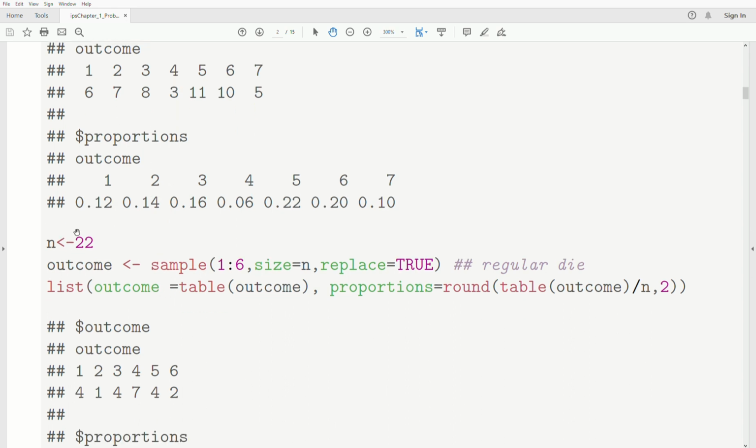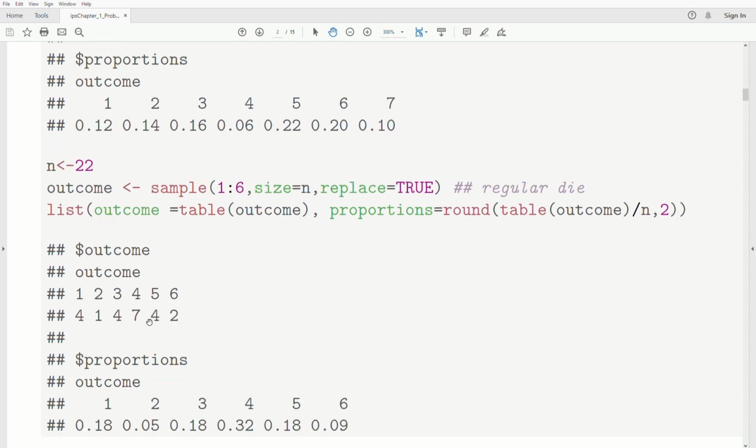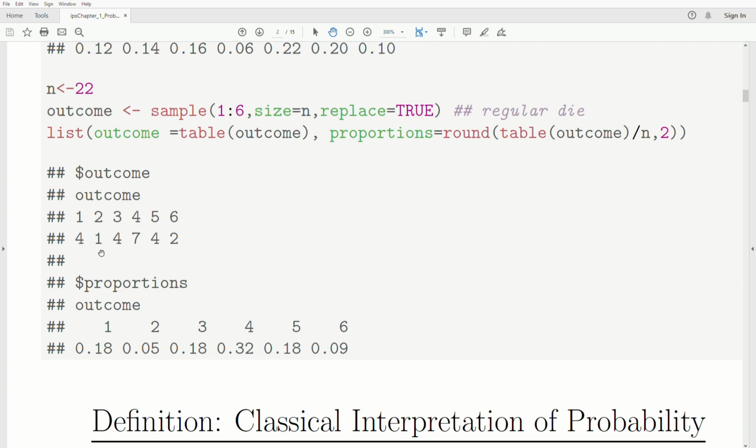If we were to do an experiment 22 times on a normal die, so 1 through 6, these are possible outcomes that could happen. We observe a 1 4 times, a 2 1 time, a 3 4 times, a 4 7 times. And these are the proportions that we observed. So we would assign the probability of observing a 4 as 32%.